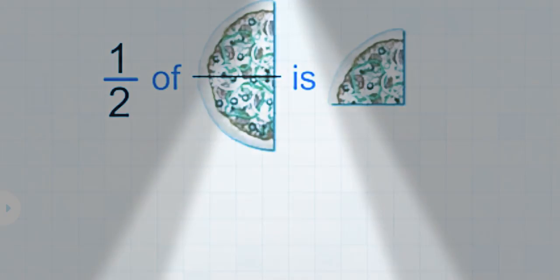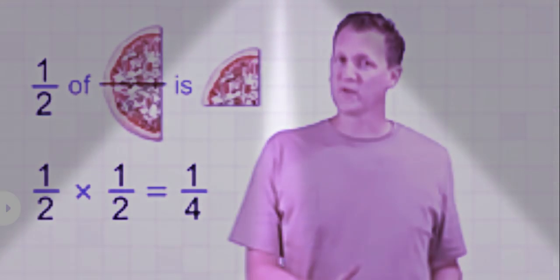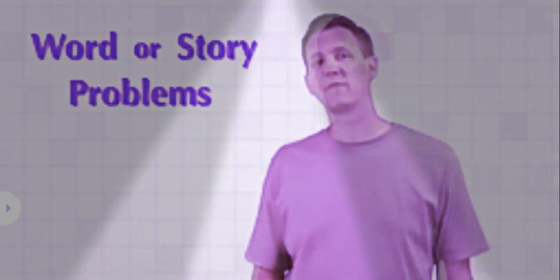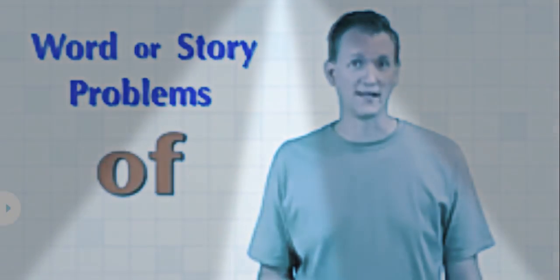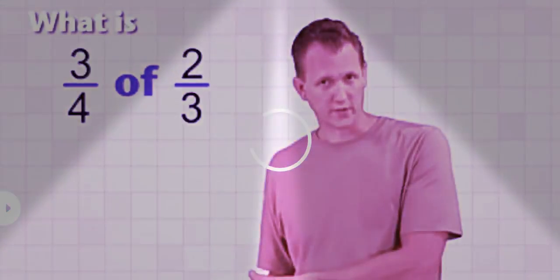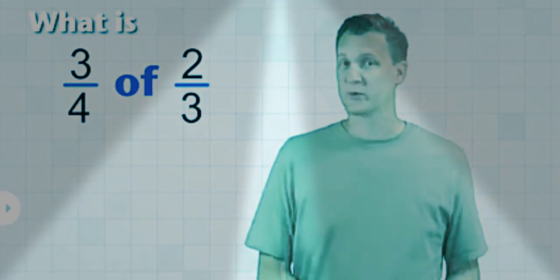And if we do multiplication, 1/2 times 1/2, you see that we do get 1/4. So that's why you can think of multiplying fractions as taking part of another part. In fact, sometimes, especially in word or story problems, you'll see multiplying fractions written using the word of instead of times. They may ask, what's 3/4 of 2/3? And now you know that just means what's 3/4 times 2/3.